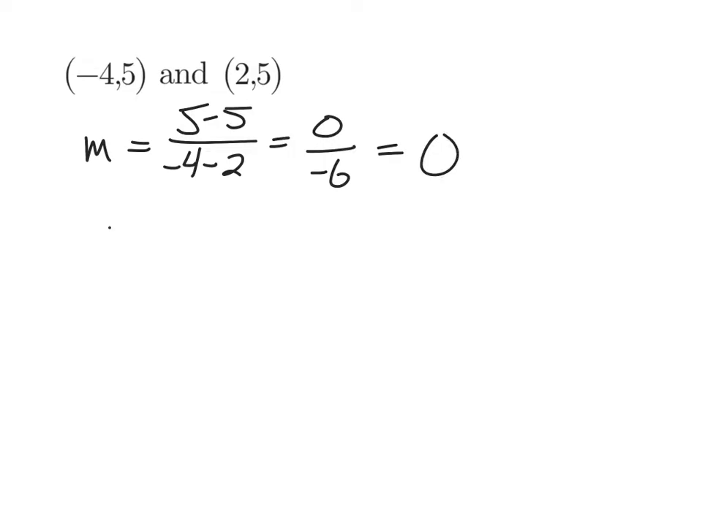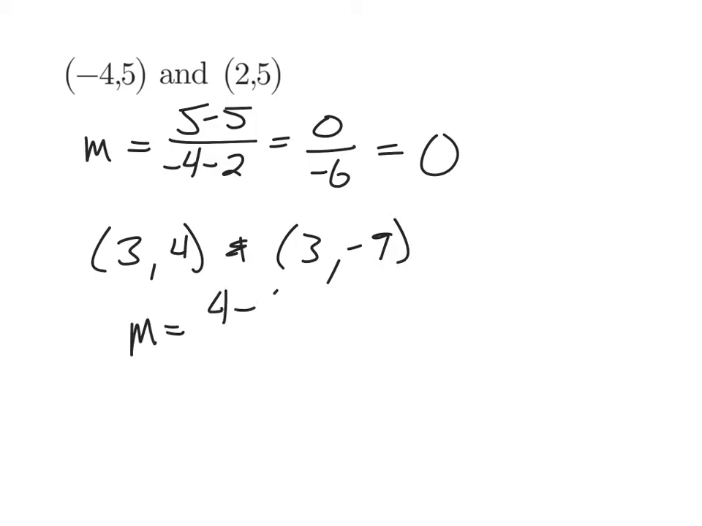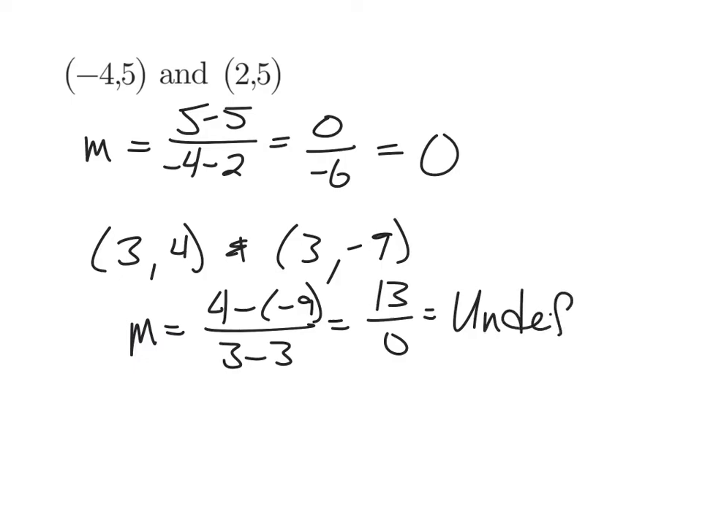Now, if it is the x coordinates, maybe we have 3, 4, and 3, negative 9, and we wanted to find this slope, subtracting the y's in the numerator, and the x's in the denominator leaves us with 13 over 0. Whenever we have that 0 in the denominator, of course, we say that the slope is undefined, and that will be a vertical line then, whereas the slope of 0 is going to be a horizontal line.